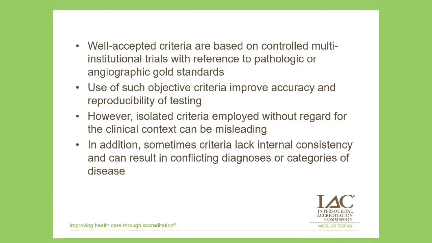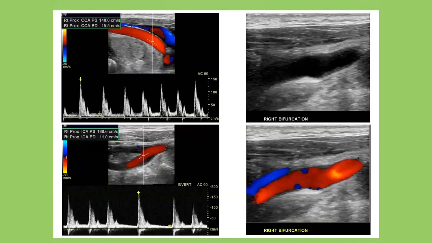Such well-accepted criteria are based on controlled multi-institutional trials with reference to pathologic or angiographic gold standards. The use of such objective criteria can improve the accuracy and reproducibility of testing. However, isolated criteria employed without regard for the clinical context can be misleading. In addition, in given cases, sometimes criteria lack internal consistency and can result in conflicting diagnoses or categories of disease. Let's look at a couple of examples within the realm of non-invasive vascular testing.